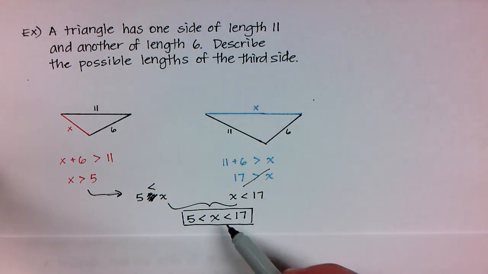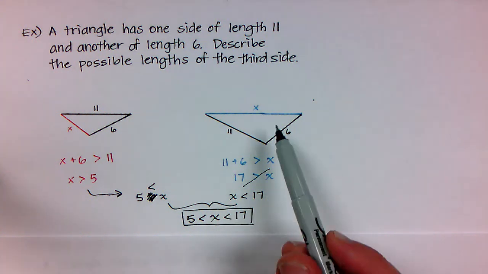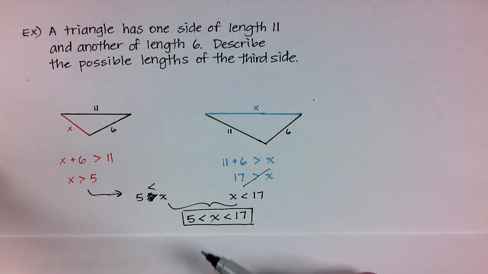So I can pick the numbers 6, 7, 8, 9, 10, 11, 12, 13, 14, 15, and 16, and they would all work for a missing side length, or anything in between. I could do 6.5 even.